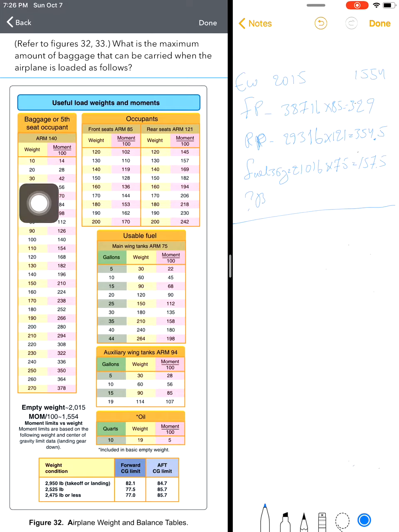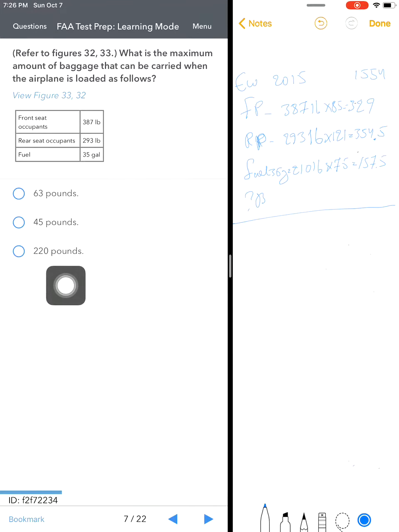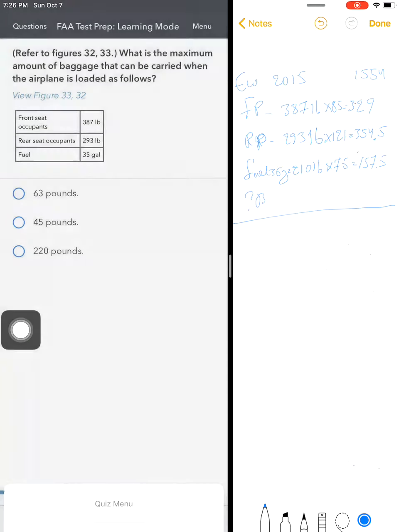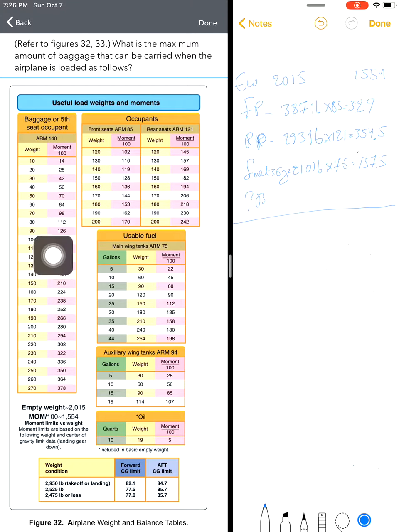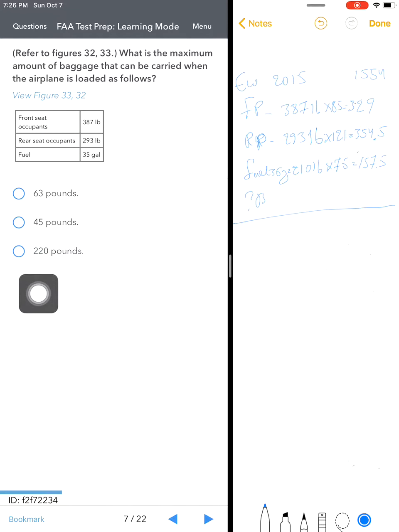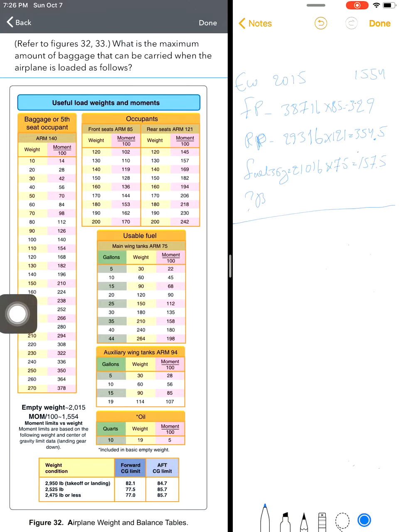So, I'm going to go back to this question. It said 220 pounds, 45, 63. See if I can have that exactly here. 220, 45, 63. We don't have that. And we don't have 63.